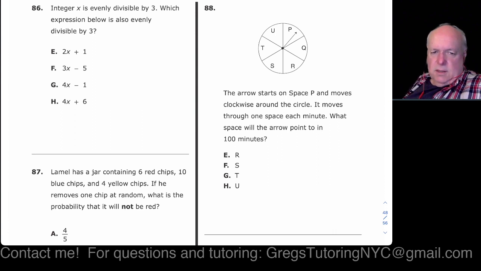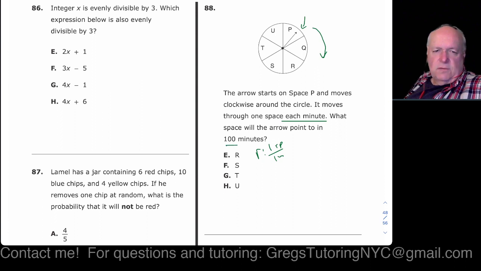issues here. So the arrow starts at point P, so the arrow is right there, and moves clockwise, so it's going that way, around the circle. It moves through 1 space per minute. So again, that's our rate, if you will. The rate is going to be 1 space for 1 minute. What space will the arrow point to in 100 minutes?